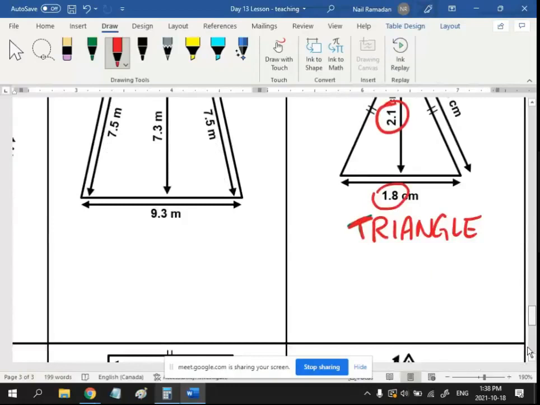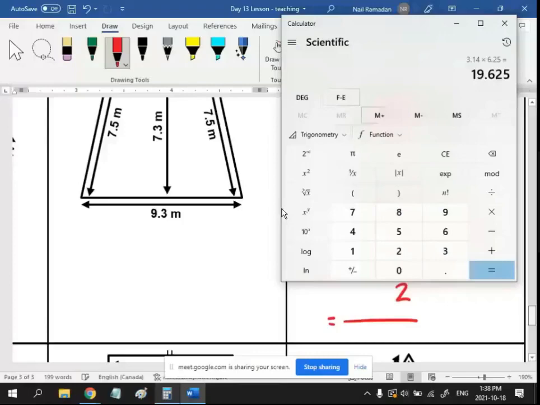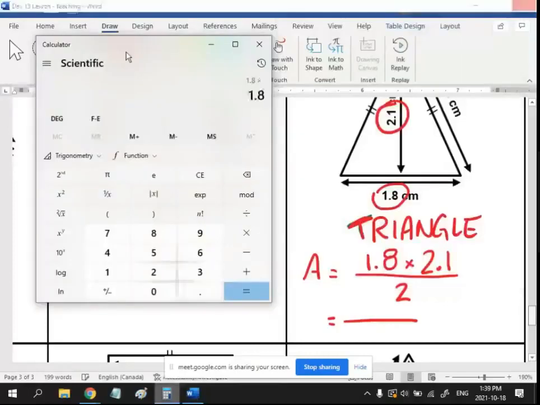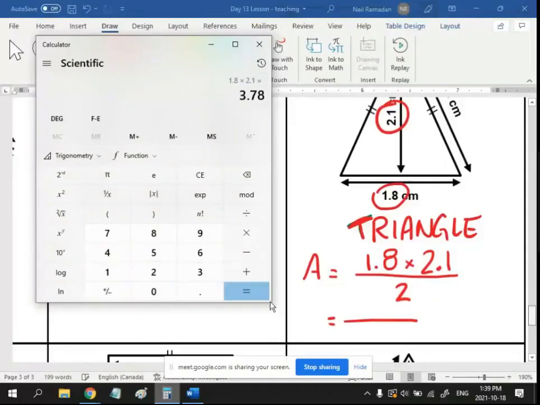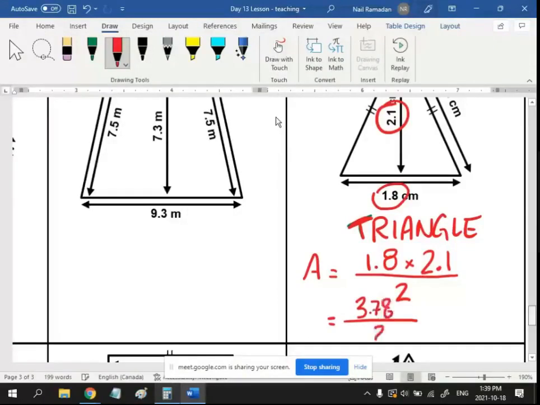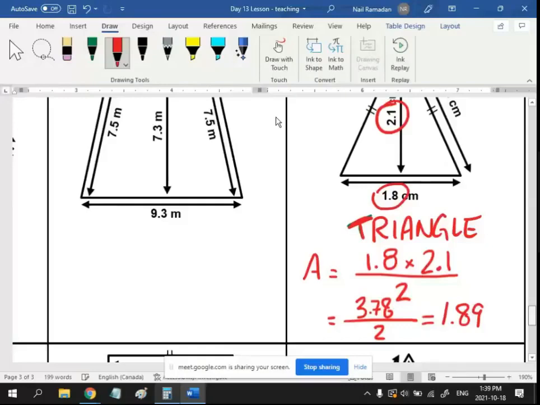So area equals, the base is 1.8. The height is 2.1. And we have to divide by 2. Okay. Let me just move this. What is 1.8 times 2.1? We get 3.78. So 3.78, exactly perfect. The most common mistake is people forget to divide by 2. Zoe, can you tell me what's the unit? Centimeters with a square. Perfect.